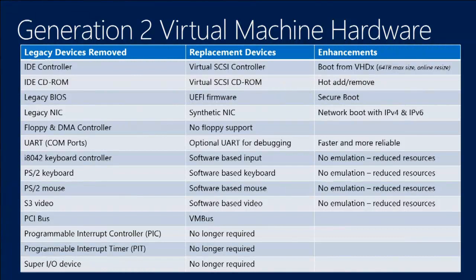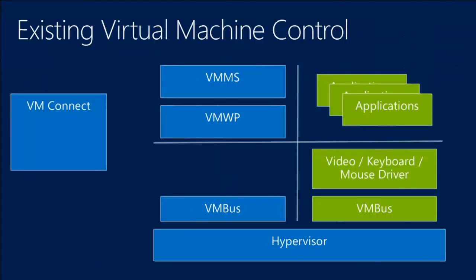So here, I'm not going to step through all of this. I put this slide in here so that you can grab the slides afterwards. This is a detailed list of all the hardware changes between a Generation 1 and a Generation 2 virtual machine. So as I said, you can look into this afterwards. But I would like to spend some time going through the experience with VM Connect and talking about what's really happening here under the covers.